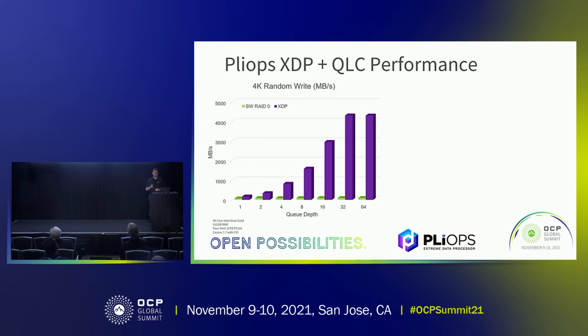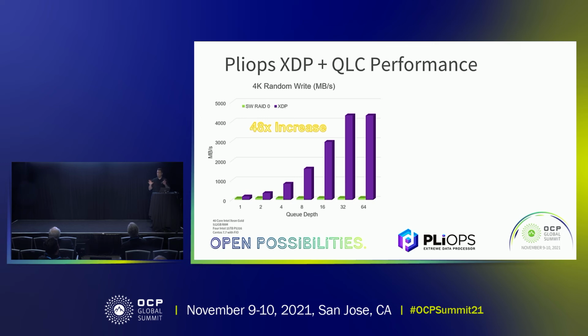Here, I am testing 4 of Intel's latest QLC SSDs, the 15 terabyte P5316, in software RAID 0, and as an array managed by Pliops XDP. The plot shows the bandwidth of the array for a 4K random write workload. In software RAID 0, where there is no data shaping, the array hobbles along at just 90 megabytes per second. But when we manage the array with XDP, we reach the full potential of the array, and at high queue depths, achieve 48 times greater bandwidth.